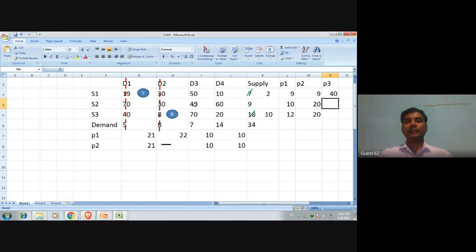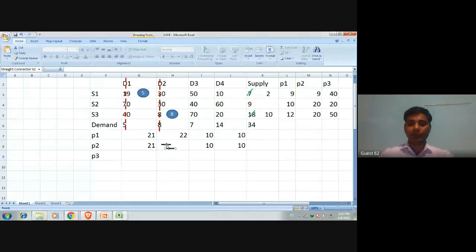And in this second row, 60 minus 40, that is 20. Similarly, in the third row, 70 minus 20, how much? 50. Okay.